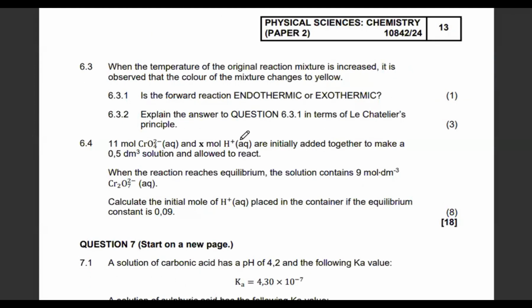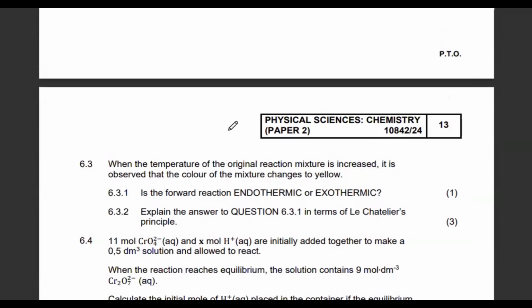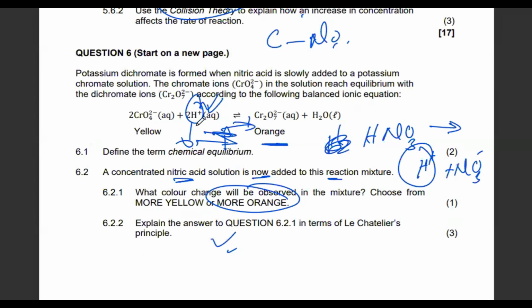Then what are they saying here? They're saying when the temperature of the original reaction mixture is increased, it is observed that the color of the mixture changes to yellow. So the temperature is increased, it means that the reverse reaction is being favored.